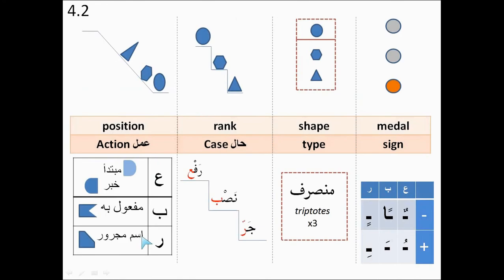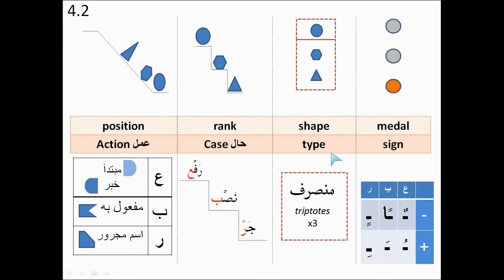So now we've actually completed the bottom of our table. So we can tell from the action of a word whether it is marfu, mansoob or majroor. So the actions are mubtada, khabar, maf'ulun bihi, ism majroor. Once we worked out the actions, then we work out the case, whether it's raf, nasb or jar.